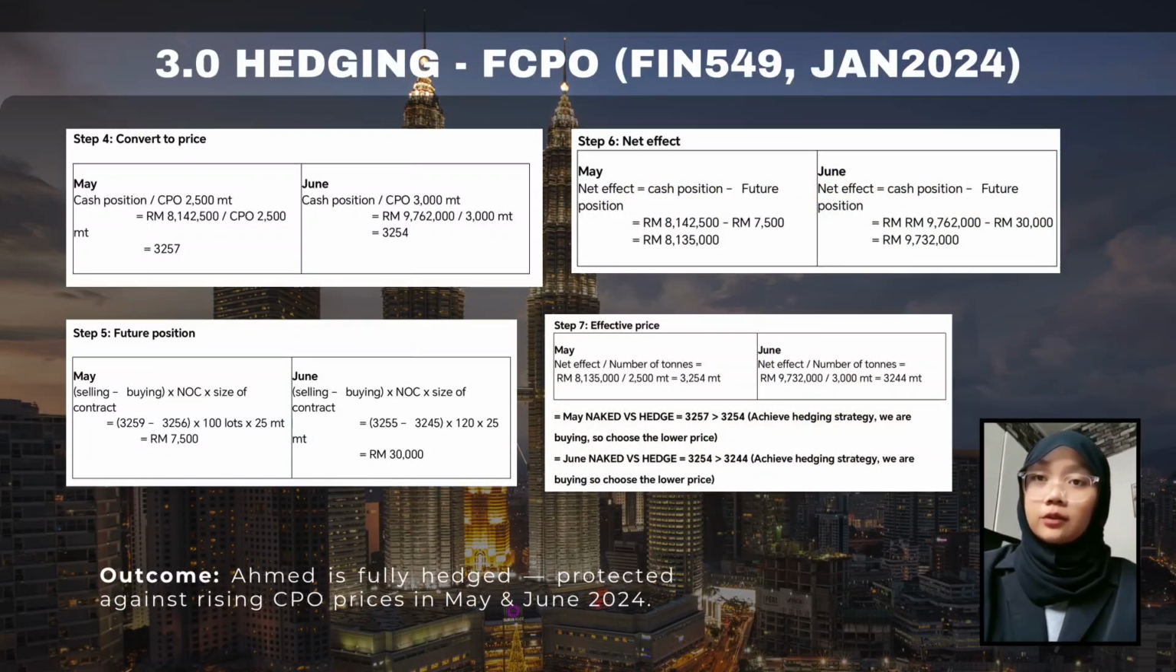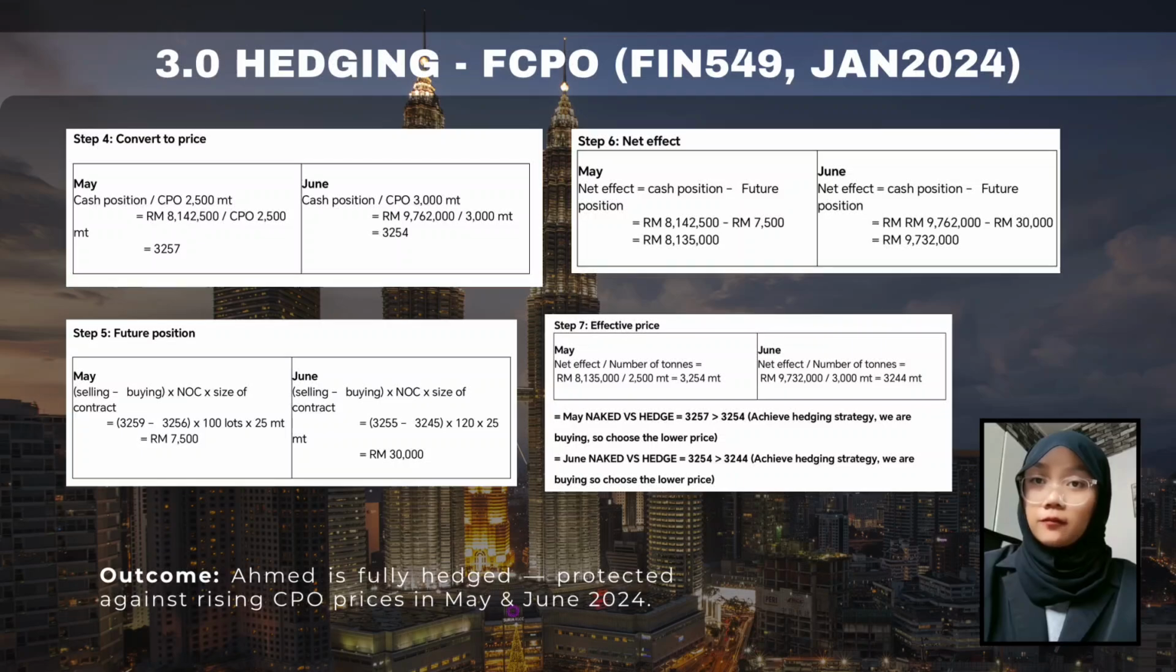Step 4, convert to price per tonne. Now, to understand it better, we convert those totals into price per tonne. For May, 8,142,500 divided by 2,500 equals RM 3,257 per tonne. For June, 9,762,000 divided by 3,000 tonnes equals RM 3,254 per tonne. So that's his spot market cost per unit before considering futures gains.